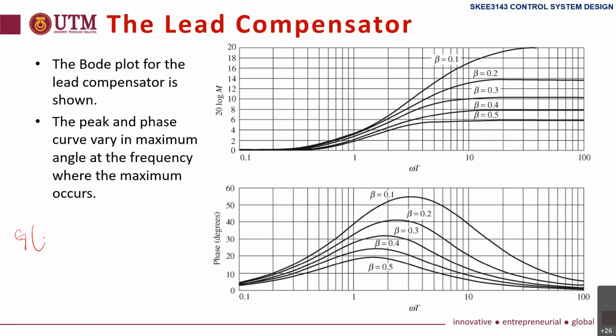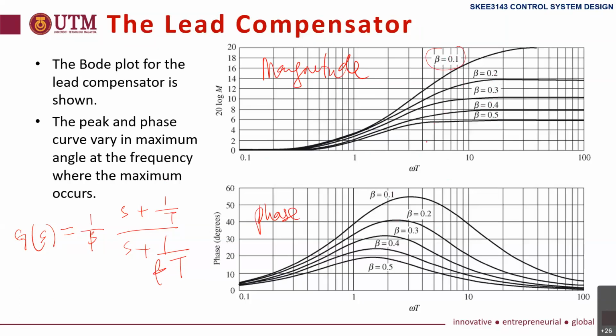As the transfer function, 1 over beta S plus 1 over T, 1 over beta T. If we plot in actual one, the magnitude is like this. This is the magnitude and this is phase. You can see it is dependent on the value of beta. Beta 0.1, 0.2 until 0.5 here. Here also 0.1 until 0.5.